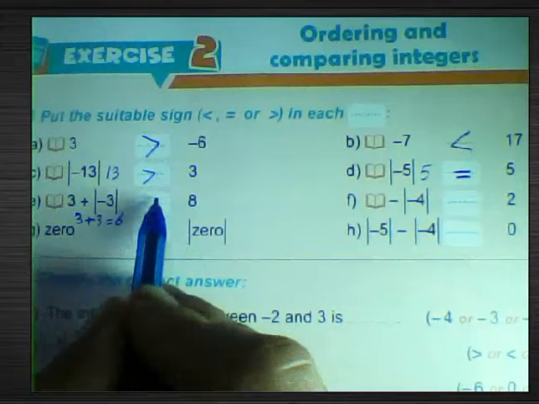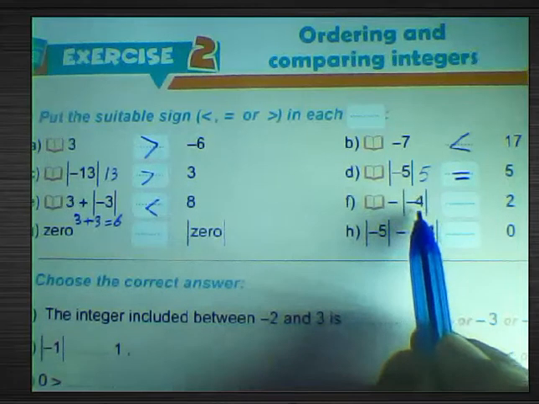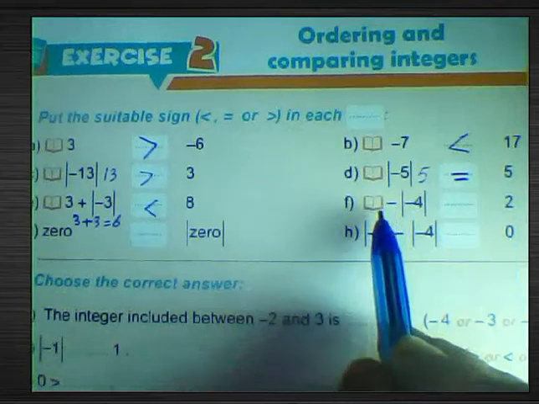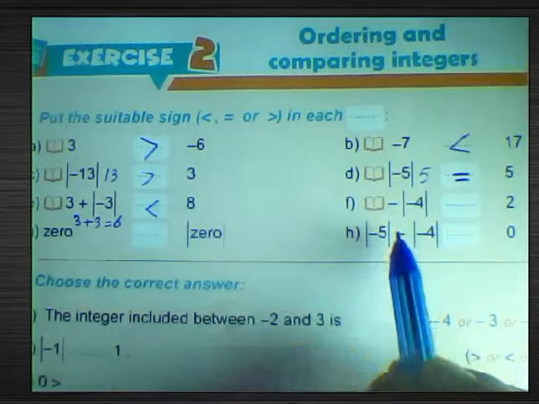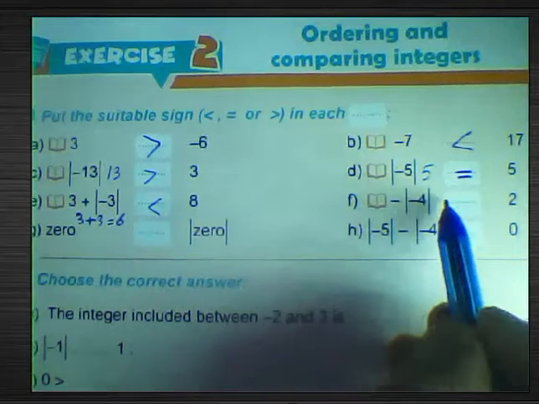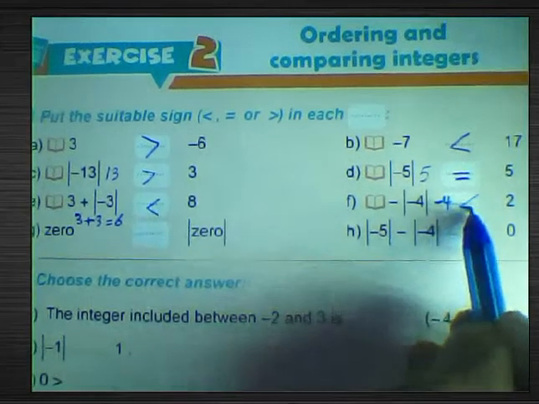6 is less than 8. Negative the absolute value of negative 4, and 2. The result will be negative 4 because the absolute value of negative 4 equals 4. So you can write negative 4. Negative 4 is less than 2.